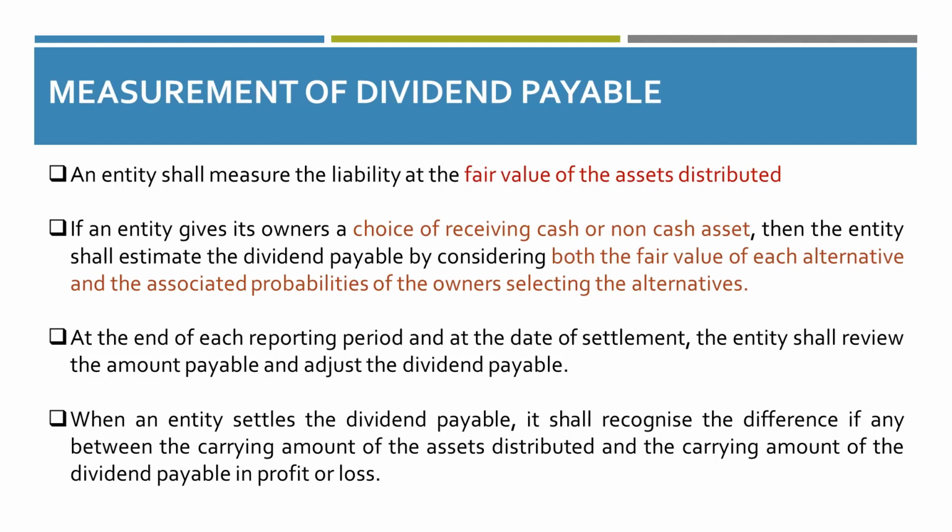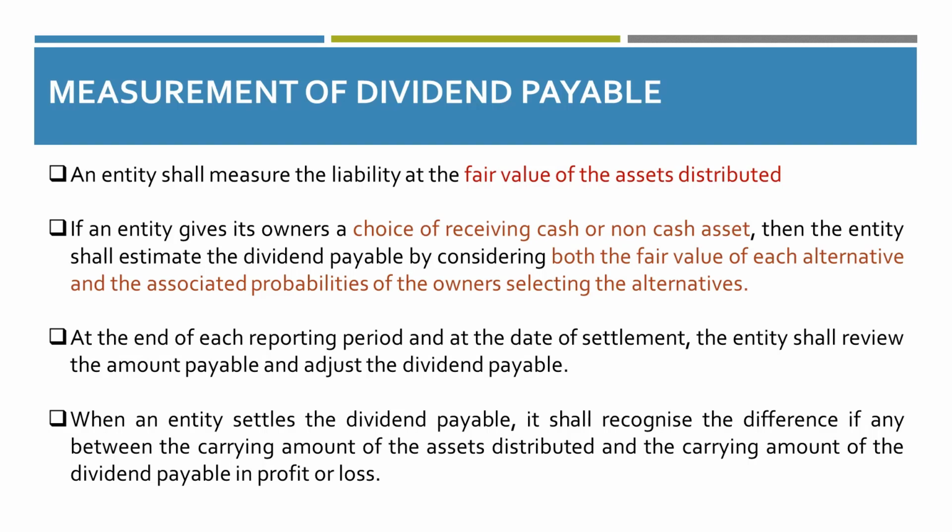So how will you measure the dividend payable? Generally we will distribute dividend in the form of cash. So in such cases there will not be a problem. But in the current case we are distributing assets and this is going to be accounted as a dividend. So how will you measure the dividend payable? An entity shall measure the liability of dividend at the fair value of the assets distributed. So if you are distributing a fixed asset, then the fair value of the fixed asset will be the dividend payable amount that you will recognize as a liability in the books of the entity making the distribution.